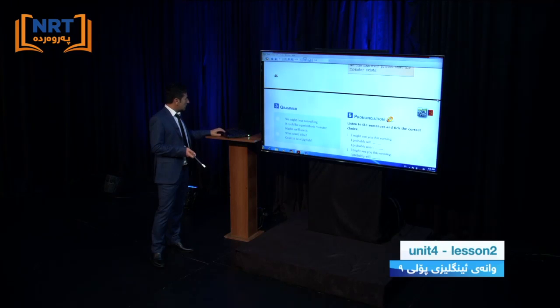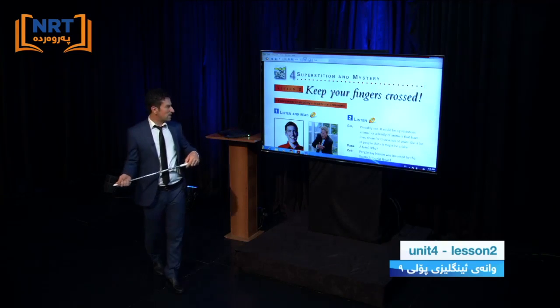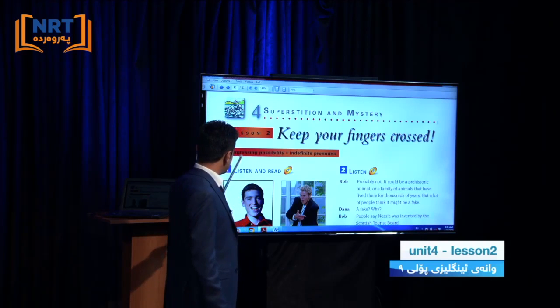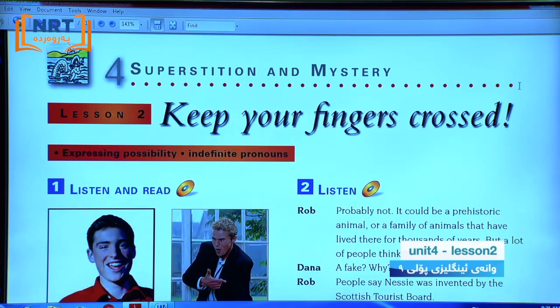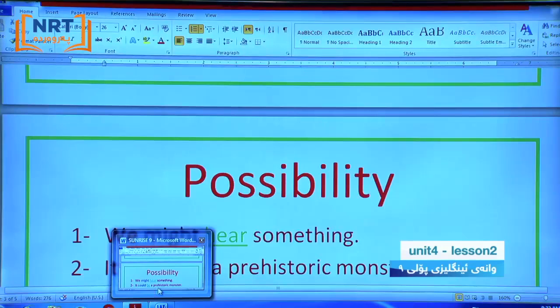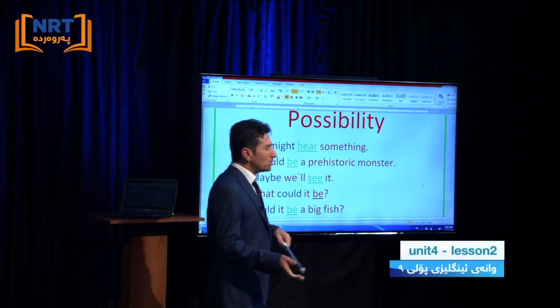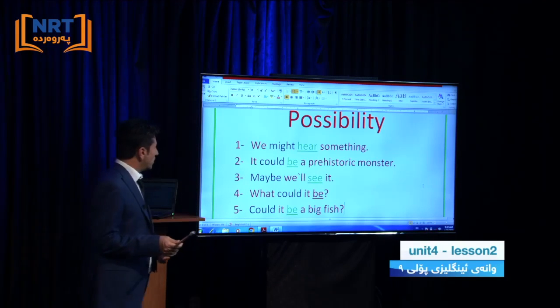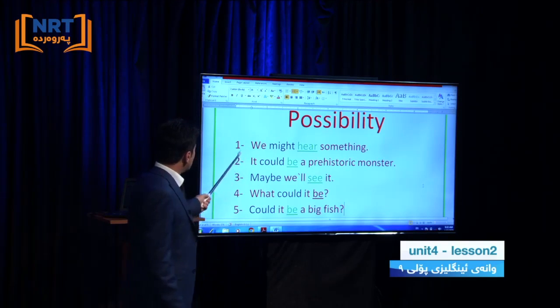Here, from the top of this lesson, we have two important things, and we see them from the conversation: expressing possibility and indefinite pronouns. First, let's talk about expressing possibility. How do we describe or express possibility in English? From the sentence in the student book here, first look at this sentence.